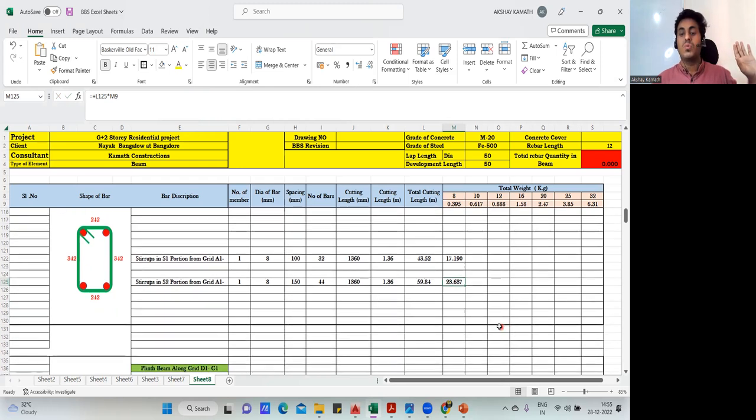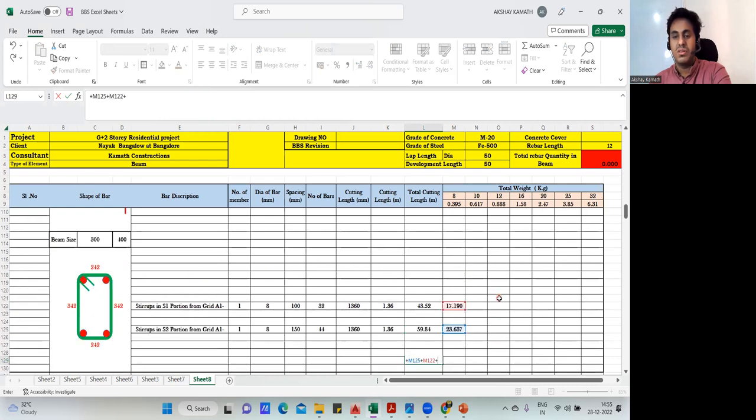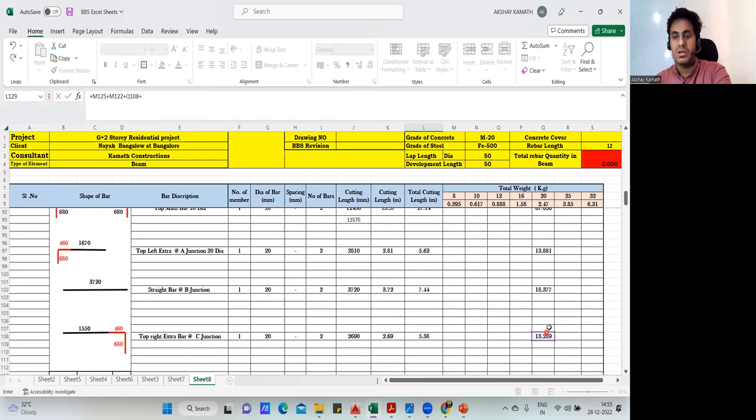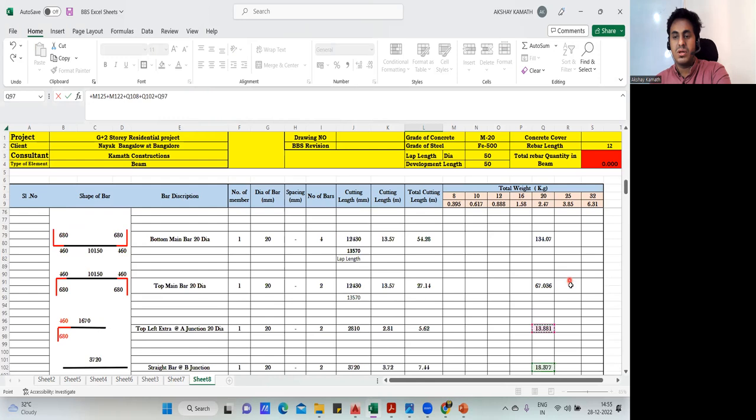Now if you ask me, sir, what is the total steel that is required? I'll calculate the total steel, and individual I'll not do. Total I'll tell you, including 8 diameter, 10, everything. 23.67 plus 17.170 plus this one plus this one, plus this one, plus this one plus this one.